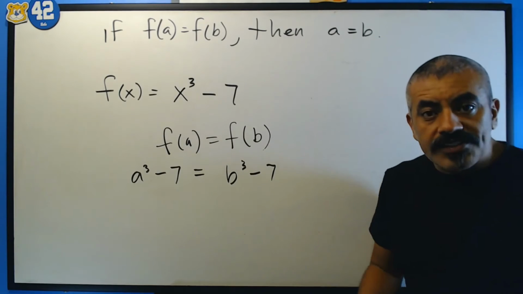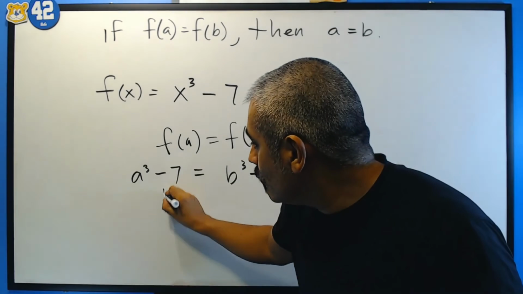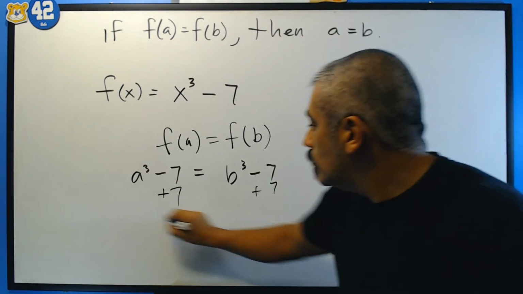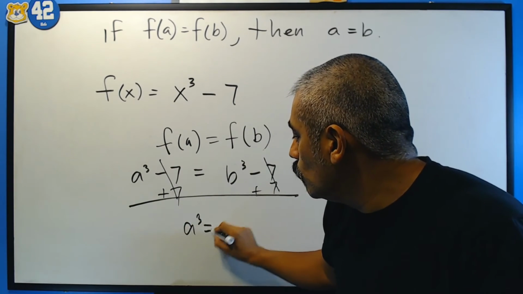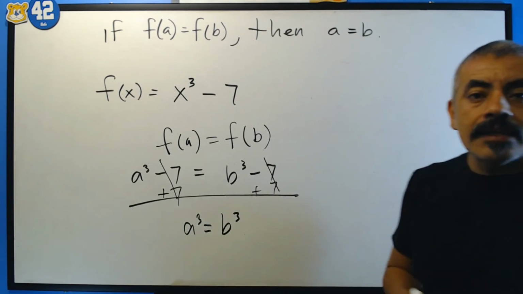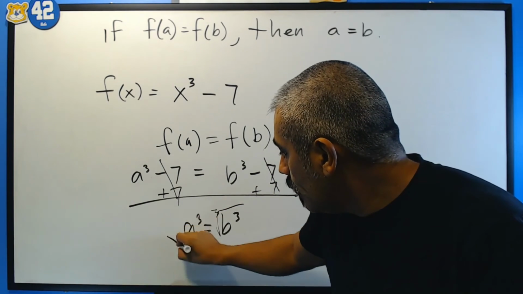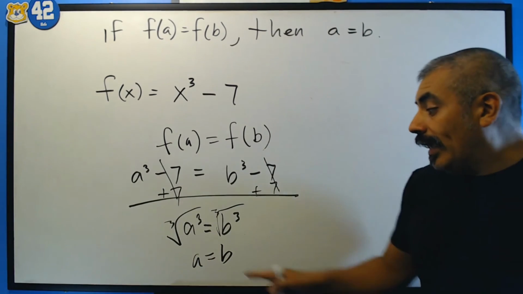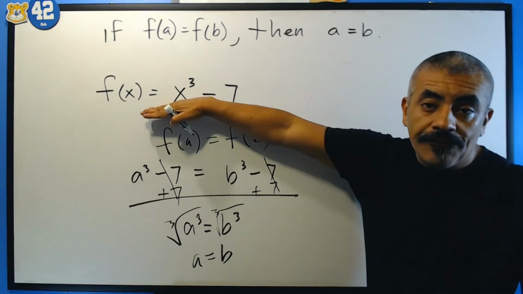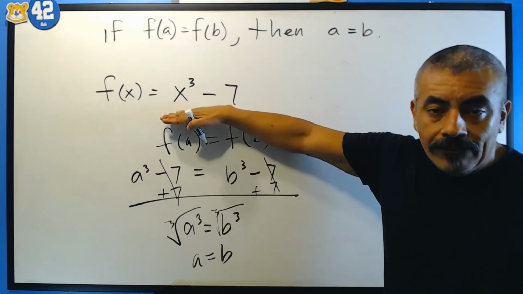And finally, we're going to simplify this and see if it reduces to a equals b. So we can add 7 to both sides. This cancels, and we get a cubed equals b cubed. In this case, we have no restrictions or problems about taking a cube root. So we can take the cube root of this side, the cube root of this side, and we know we get a equals b. And that shows that f of x is one-to-one, meaning we can actually find an inverse for this function. That is all for today's lesson.